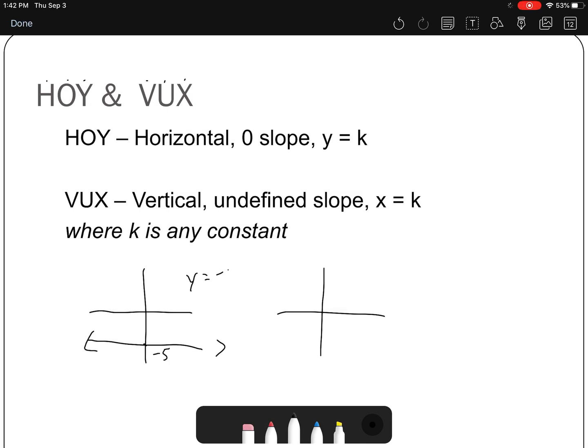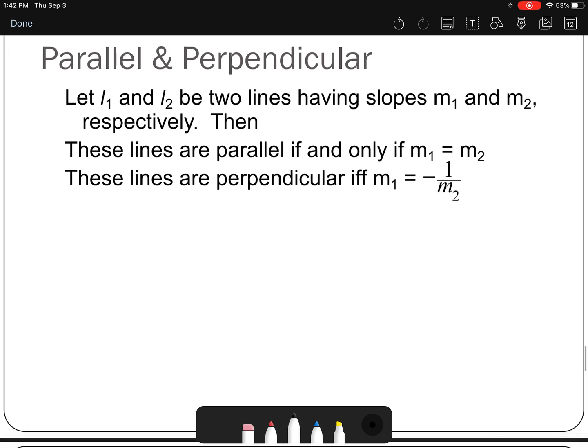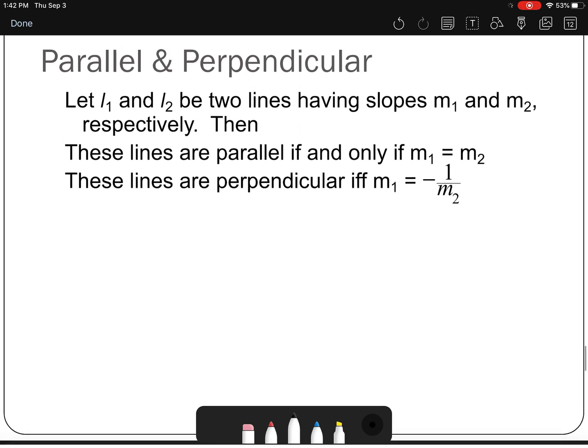So if I drew this and said that this point right here is negative 5, it's horizontal, and it's a y equal equation, y equals negative 5, slope of 0, because you can walk on the floor. The floor is 0. But if I make a vertical line, say that's at 4, x equals 4, then because that is a vertical line, it has undefined slope. So that's an x equal equation. So if you have any questions with that, hopefully Hoy and Vux help.